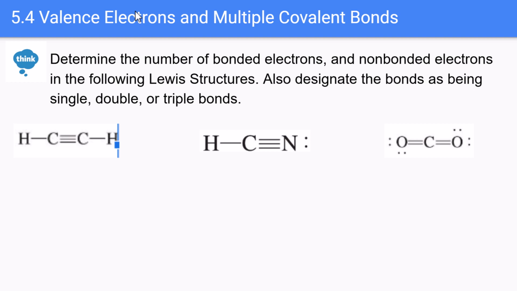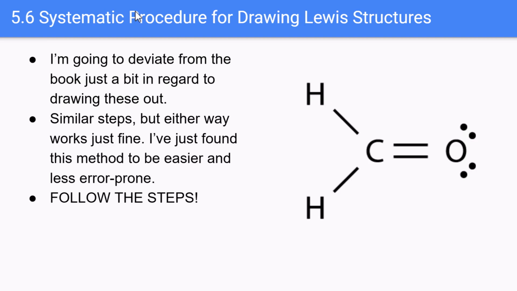So very easy. Go through, count the number of lines, multiply by 2, and just count the dots on the outside. That will tell you the number of bonded and non-bonded electrons that are present in each of these individual compounds. Okay. So what I'm going to do now is something a little bit different. I deviate from many textbooks when I draw out Lewis dot structures. And the reason I do it this way is because it eliminates so many exceptions to the rule, I guess would be the best way to describe it.